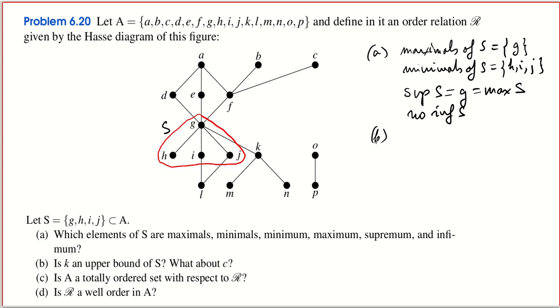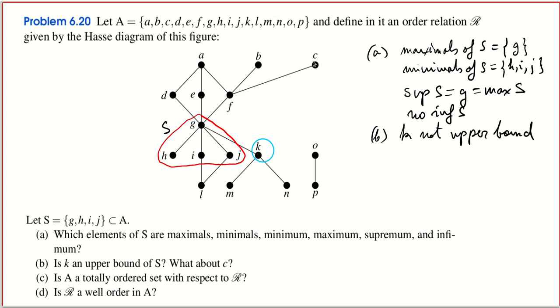Now, question B is about this element here, K. The question is whether K is an upper bound. Well, of course it's not, because it is smaller than this element here, which is in the set, so it's not an upper bound. So K is not an upper bound. All right?